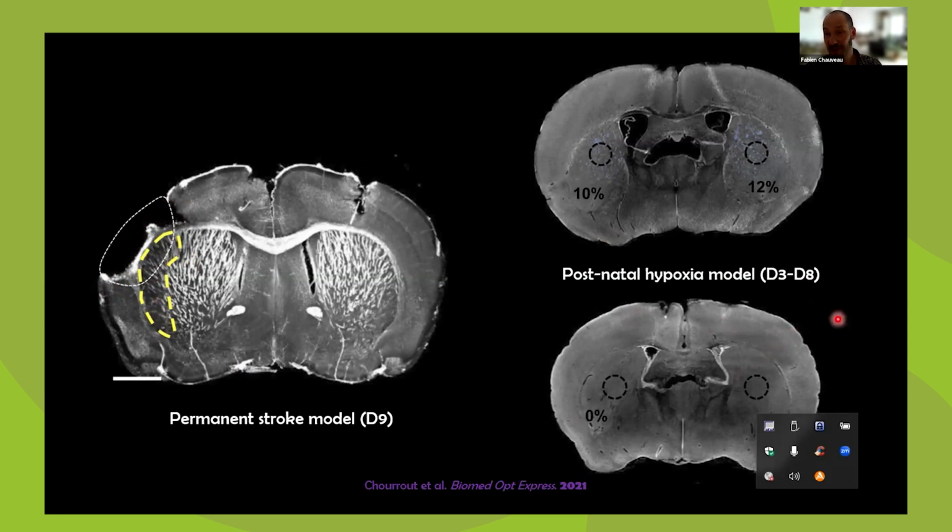Another model from colleagues in Lyon was a postnatal hypoxia model, which results, and it's quite well known, in a defect in myelination, and we were able to quantify this defect of myelination using this imaging technique.